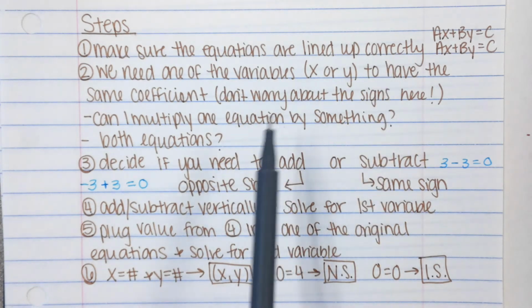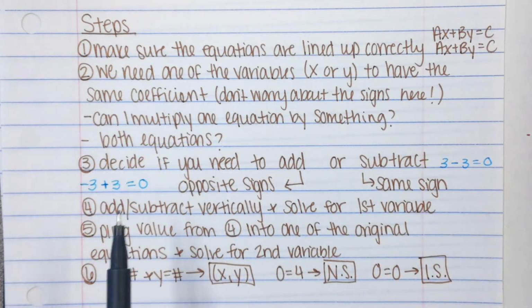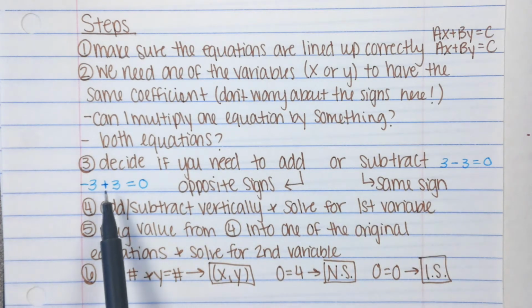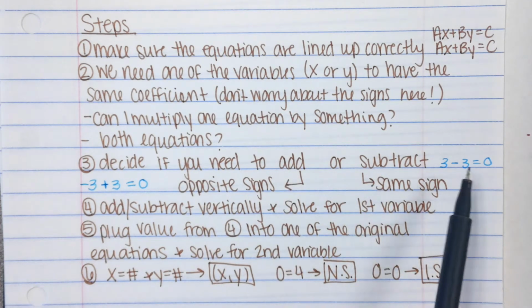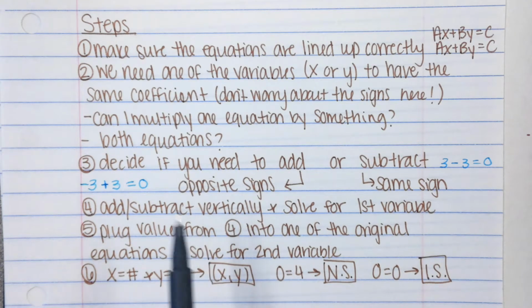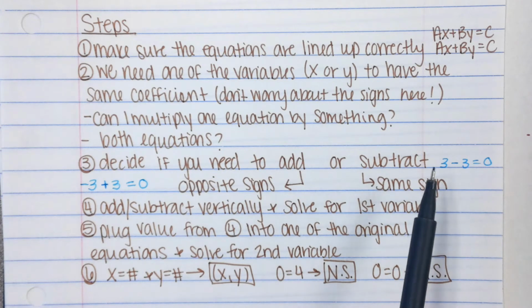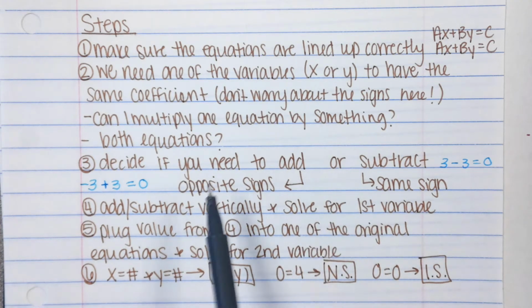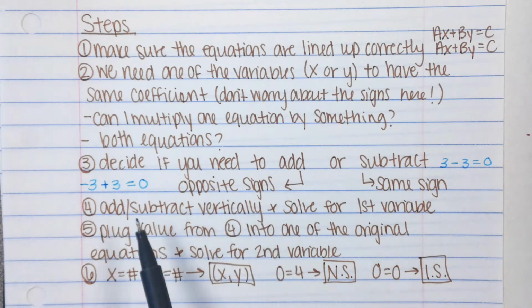So when we find our variables that have matching coefficients, we decide if we need to add or subtract. Okay, so if they have opposite signs, we add; same, subtract. And that kind of goes together if you think about it: opposite, add; same, subtract. You do need to remember that, but you can think of that to help you.